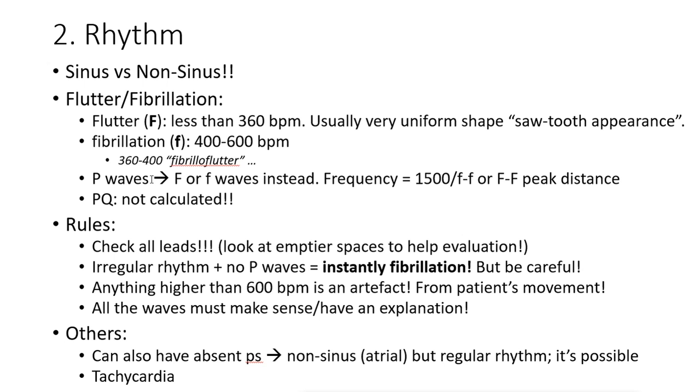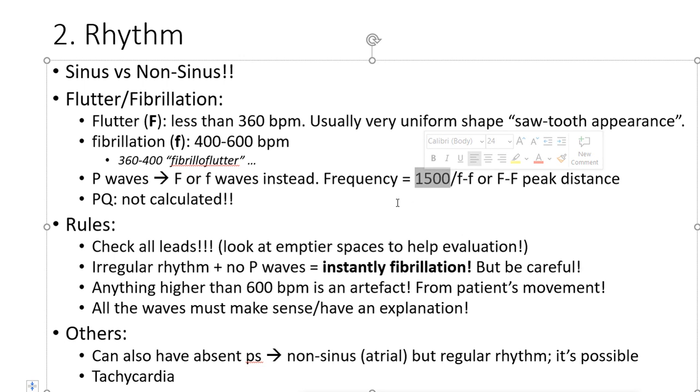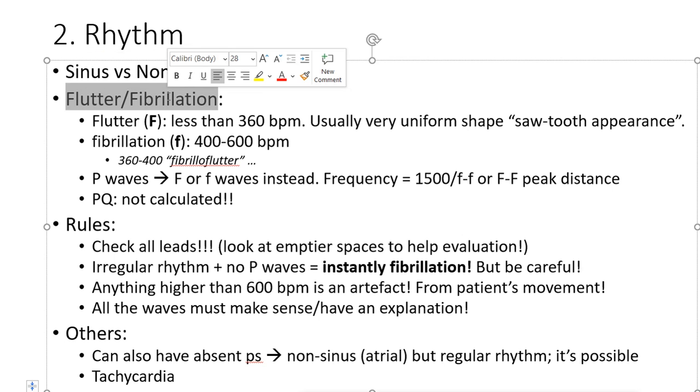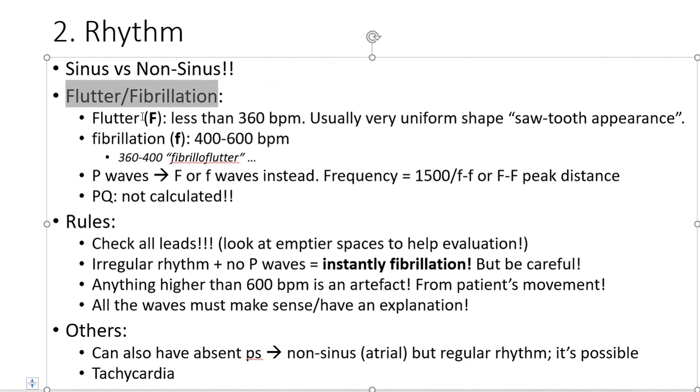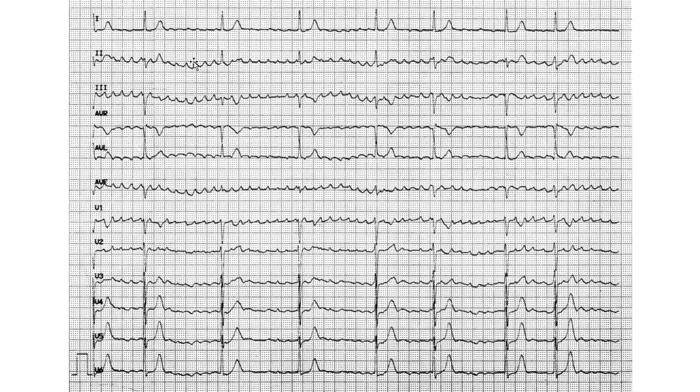So first, how you calculate it is that you take 1500 divided by the distance between the peaks of these two waves. We call it the FF interval, like the RR interval. This is the interval between the peaks of two waves of a fibrillation or of flutter. To highlight again, these are not called P waves, by the way. In flutter and fibrillation, the rapid waves, like over here, these are flutter waves. They're not called P waves. They are called F waves.